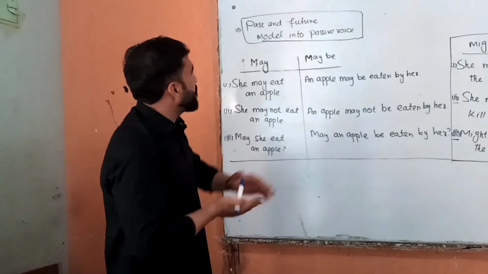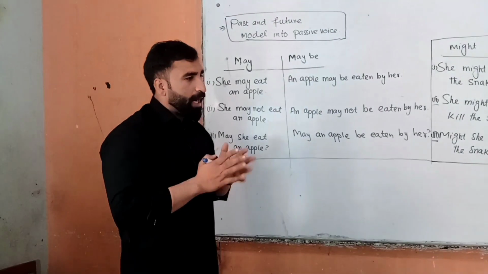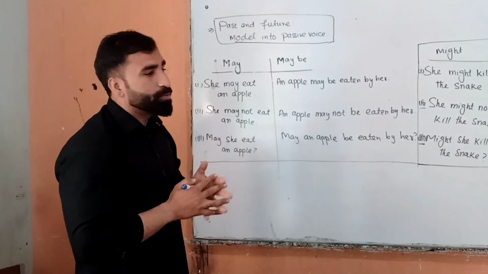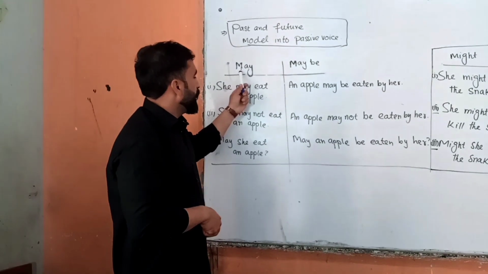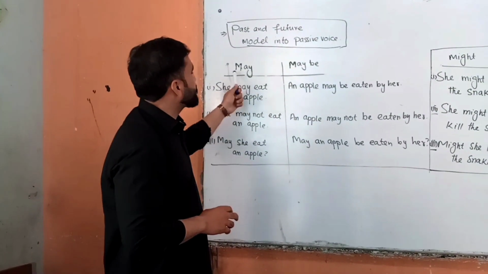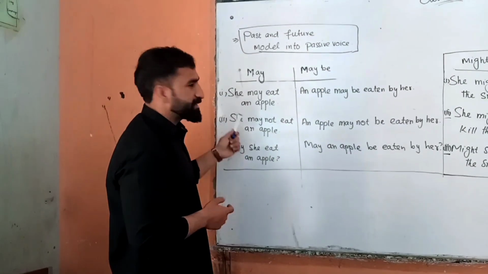We are going to discuss how to change past and future modals into passive voice. So how can we change them into passive voice? If we have "may" in a sentence, we will change it into "may be". Like how? Look at this sentence.